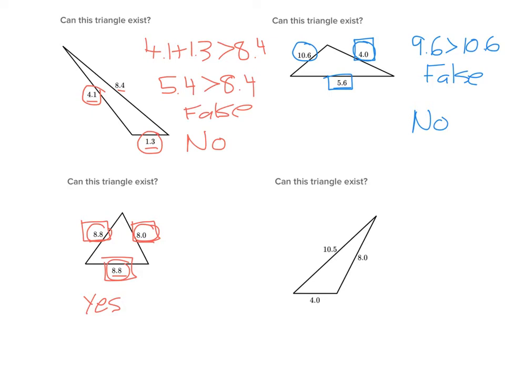Our last one here, we can check. I know if I add these two together, that's 18.5. That's a lot bigger than 4. 10.5 plus 4, that's 14.5, definitely greater than 8. And then if I add up 4 and 8, that gives me 12. And 12 is bigger than 10.5. So once again, all three inequalities are true here. Anytime I add up two sides, it'll be greater than the third side. So this one is yes, this triangle can actually exist.